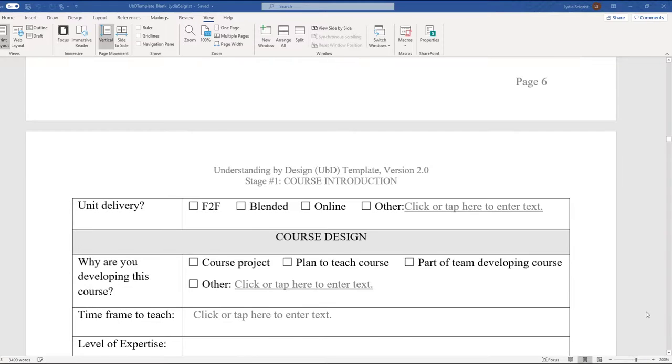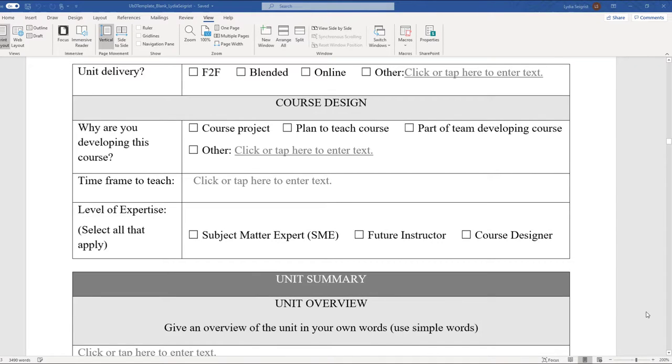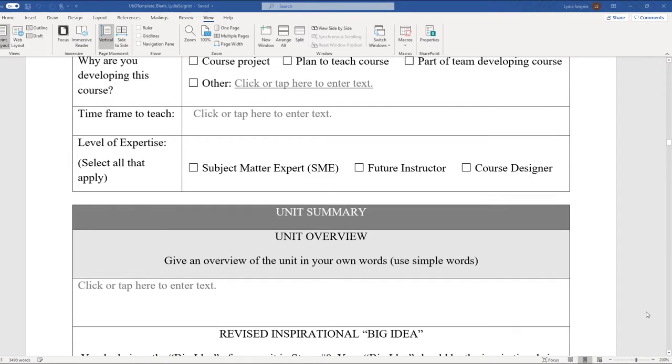Then you're going to talk about the actual course design itself. Why are you developing this course? Do you plan to teach it? Are you a part of a development team that's developing a course? Is this for a project? And then again, you'll talk about the time frame. And then what level of expertise are you? Are you just the course designer? Are you maybe a future instructor? And then are you a subject matter expert, which means you just know all the things about the subject area that's going to be taught?